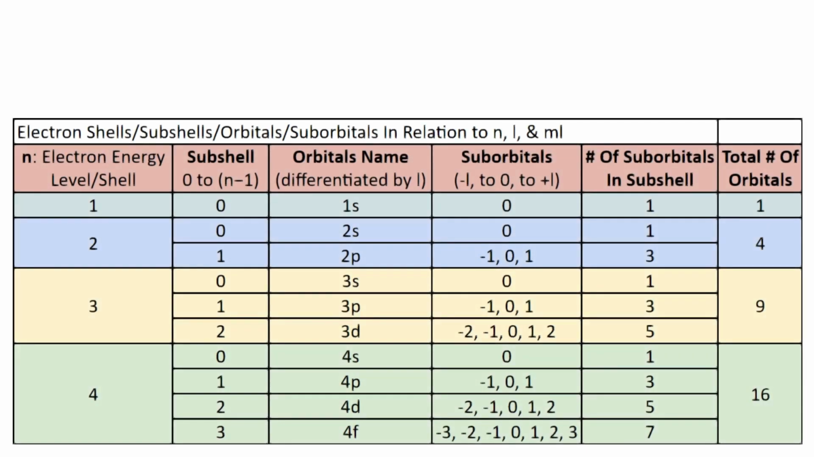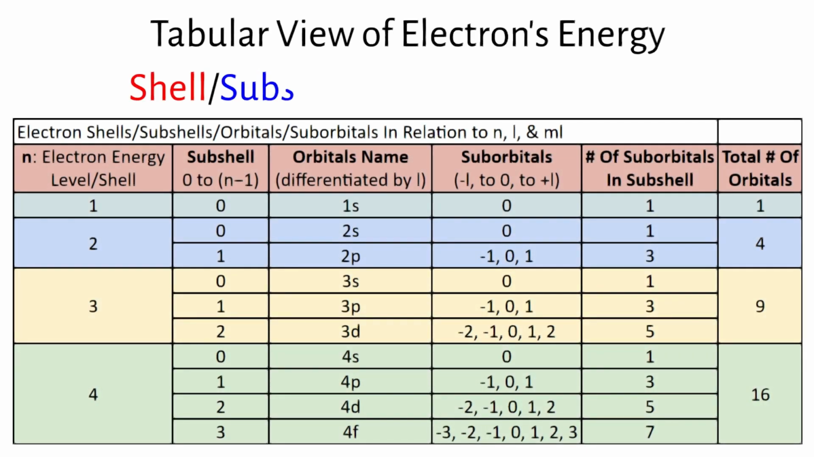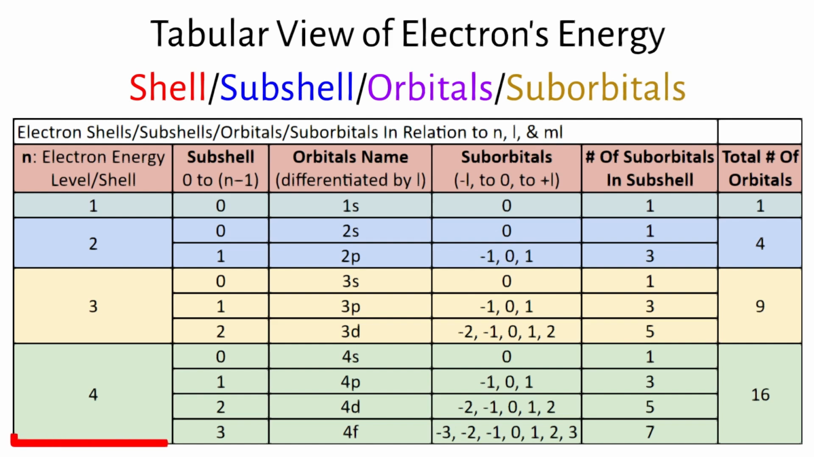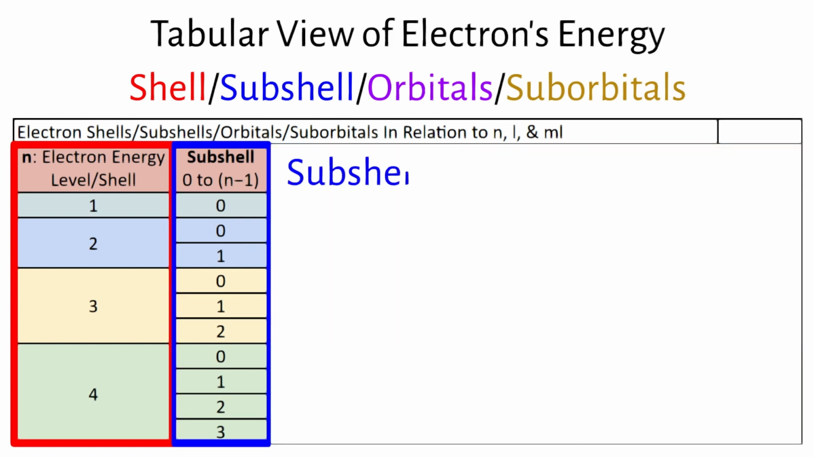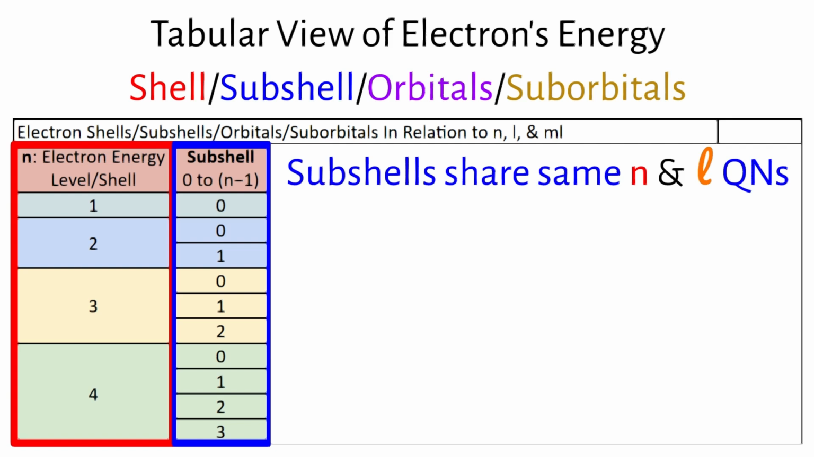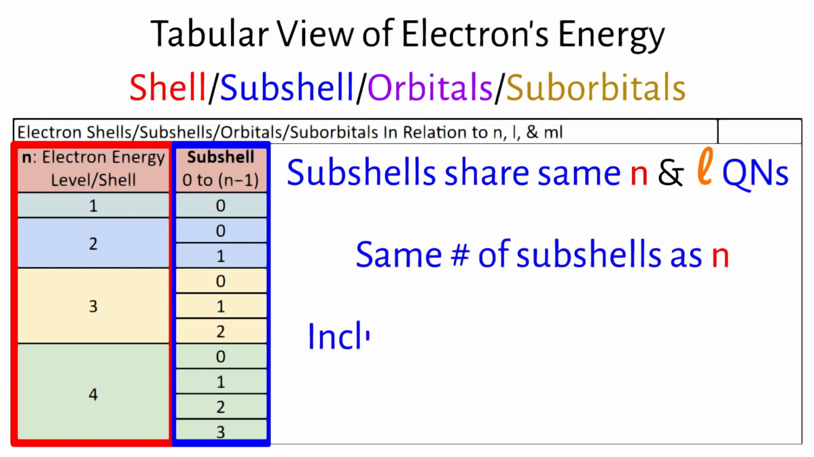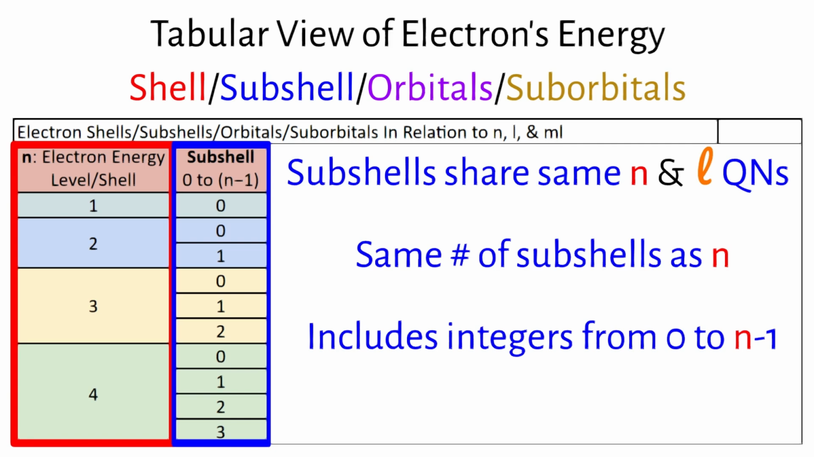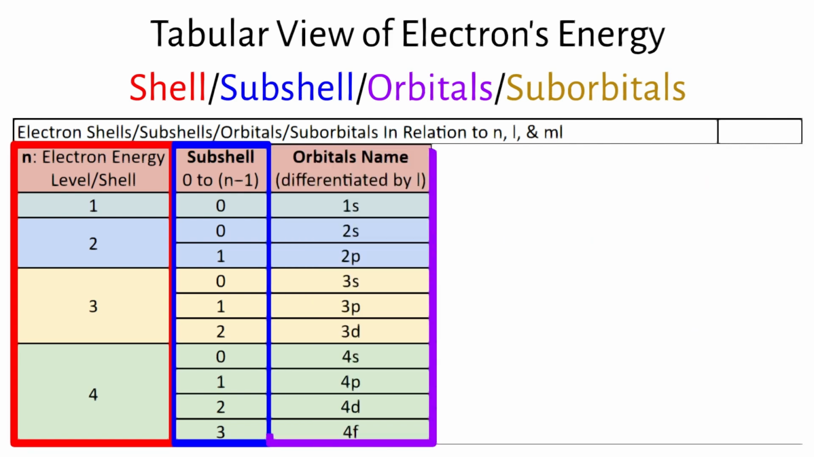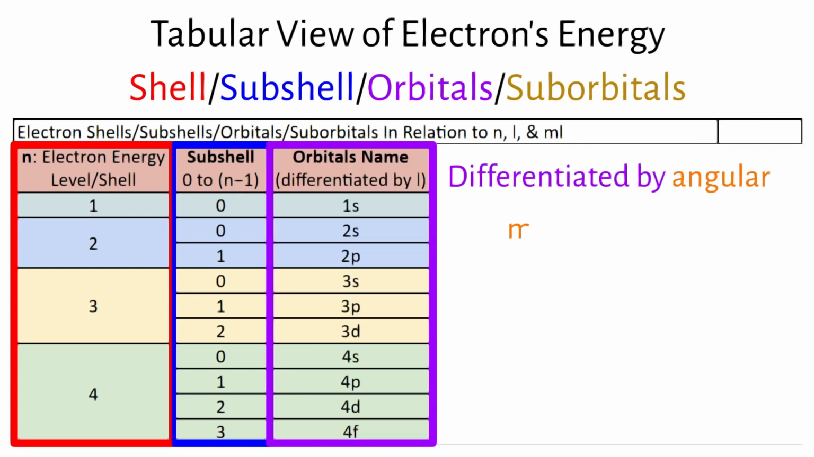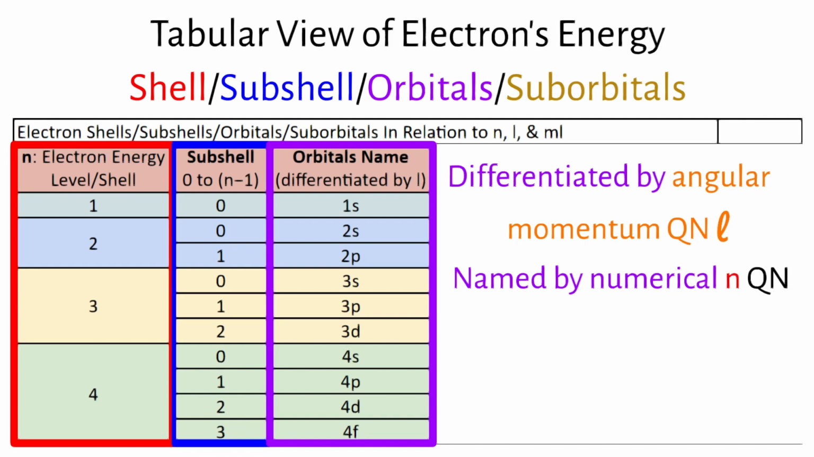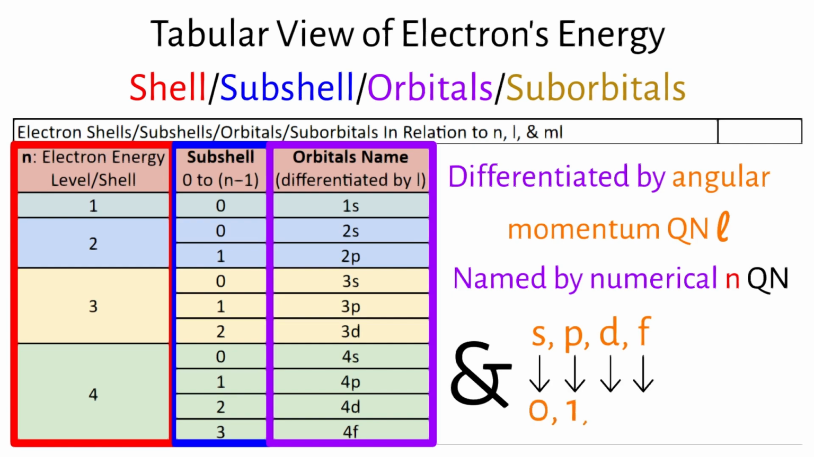To get a clearer picture, I've constructed a table consisting of the electron's energy shells, subshells, orbitals, and suborbitals, starting first with n, of which 1 through 4 are in the first column. The next column corresponds to the subshell that shares the same n and L quantum numbers. There are the same number of subshells as n, and L includes integers ranging from 0 to n-1. As you can see, with each increasing number of n, the subshell values of L also increase. The subshells are differentiated into orbitals, the third column, by the angular momentum quantum number L. These orbitals are named by the numerical n quantum number, followed by the letter designations from their subshell that are S, P, D, and F for the numbers 0, 1, 2, and 3.